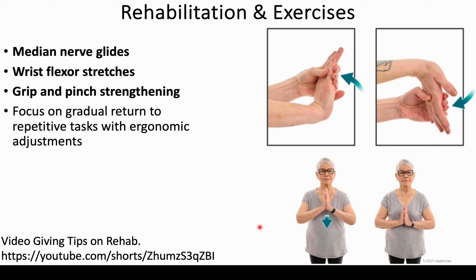And then obviously go home with some exercises, right? For example, median nerve glides, wrist flexor stretches, which is what we're doing here, and then grip and pinch strengthening exercises. And then we would focus on gradual return to repetitive tasks with ergonomic adjustments.